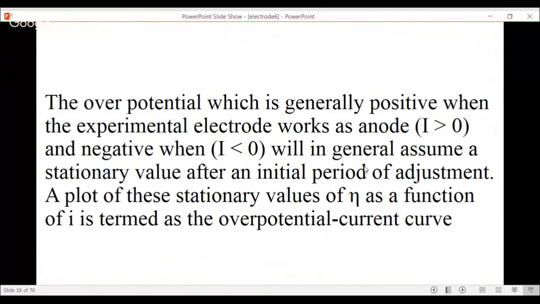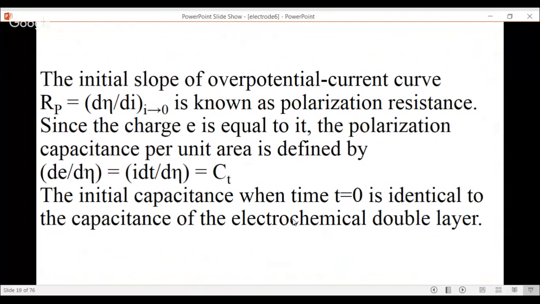It will generally assume a stationary value after an initial period of adjustment. A plot of these stationary values of eta as a function of I is termed the overpotential current curve. We are going to use all of them. The slope of the overpotential current curve, the initial slope, is known as the polarization resistance. We'll take up why the initial slope, and what the slope is at any current value. At any current value, the current can be due to the electrochemical reaction or the impurities or the electrode reactions. That is why we are taking the slope at the initial point.